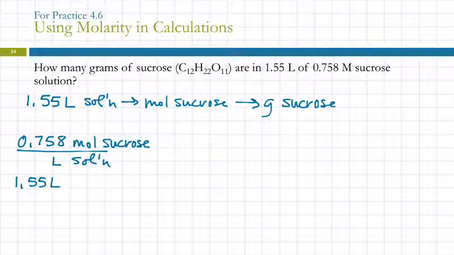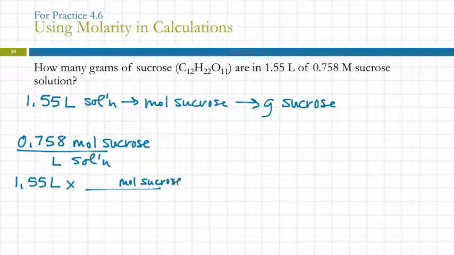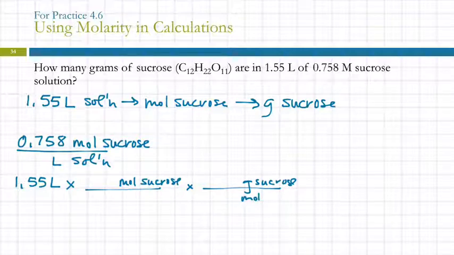So 1.55 liters, and I'm going to go to moles of sucrose. And from there, I'm going to go to grams of sucrose. Just following my path. And then I've got moles of sucrose down there. Those are going to cancel out. And I've got liters that are going to cancel out down there. Units first. Moles per liter. Oh, look, that's the units right here. Moles of sucrose per liter. 0.758 moles. So 0.758 goes with moles per liter. That's per 1 liter. There's an understood 1 there.